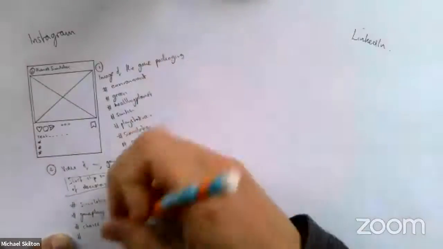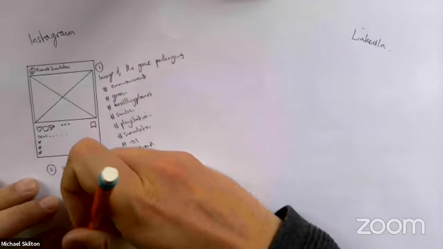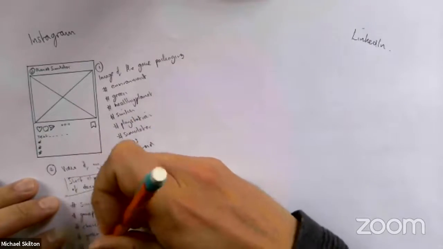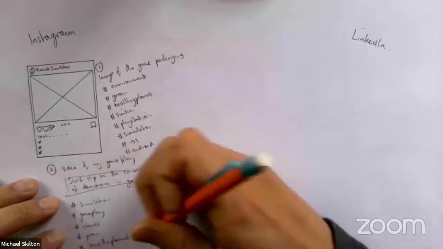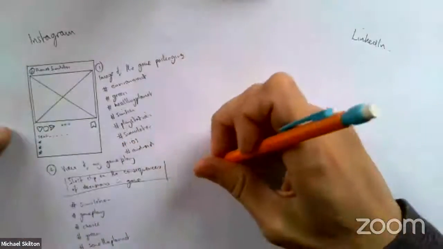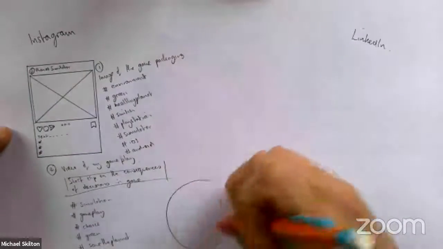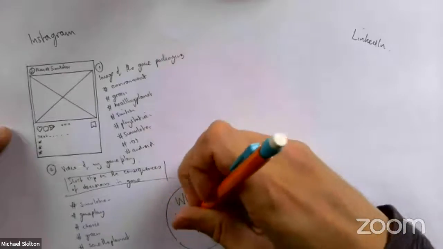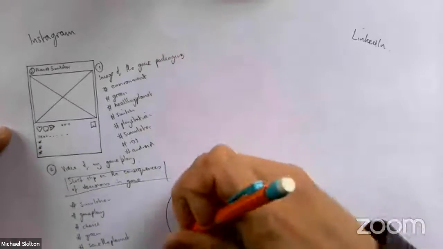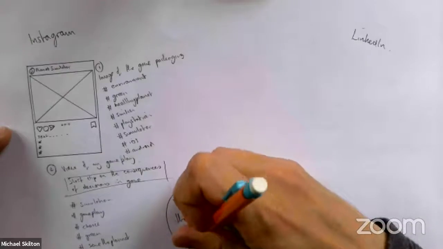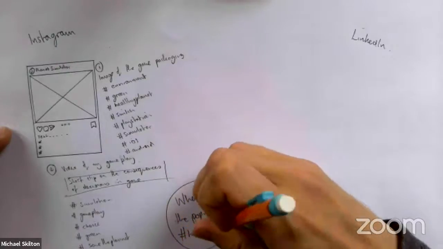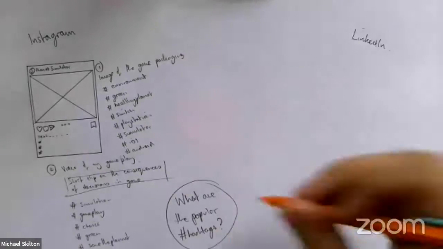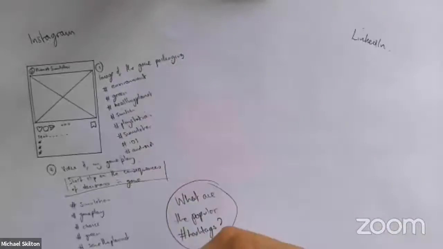Again, coming back to some of that environmentalism stuff, you might just want to write green or save the planet. Again, you can do research into what the popular hashtags are. Maybe you want to look into what the most popular hashtags are before you start putting hashtags down so that you know you're generating the most reach with each of your ideas.